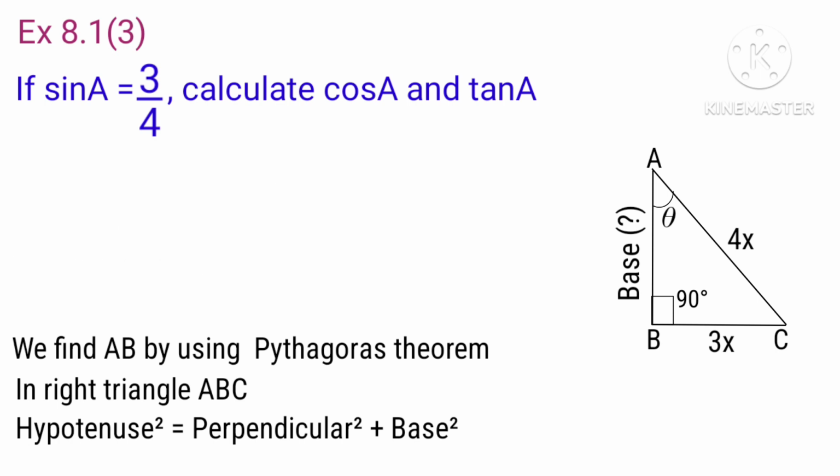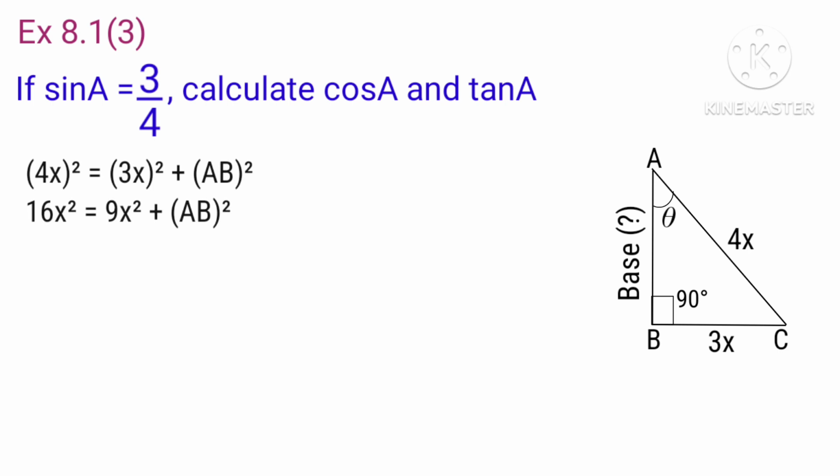For hypotenuse, square is (4x) whole square is equal to perpendicular (3x) whole square plus base, which is AB. So we'll just write it as AB square. So next, 16x square is equal to 9x square plus AB whole square. So AB square is equal to 16x square minus 9x square. So AB square is equal to 7x square.